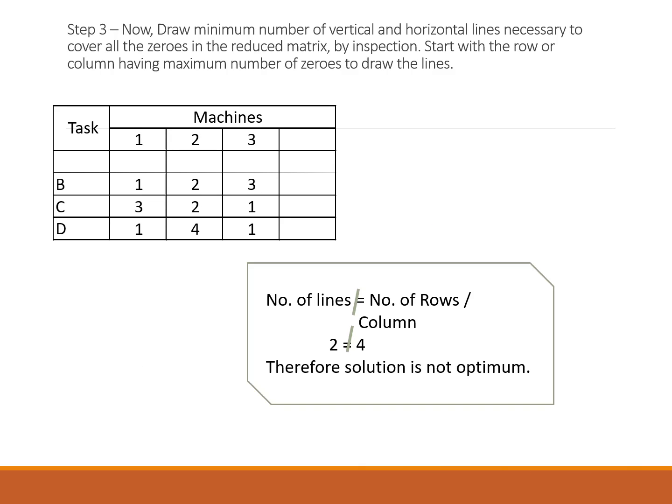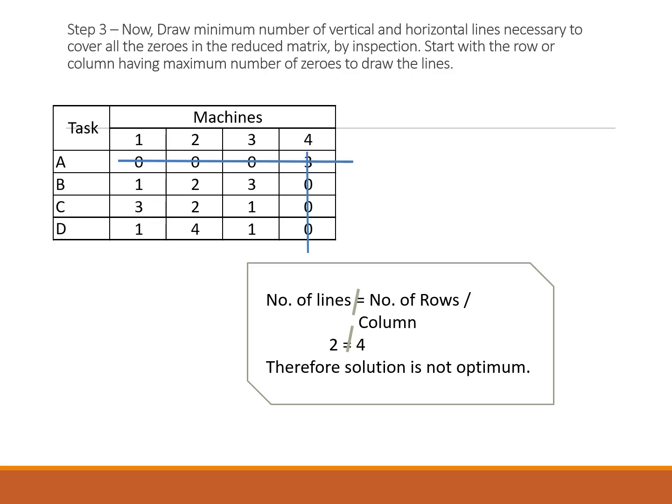Here, draw the minimum vertical and horizontal lines which cover all the zeros in the reduced matrix table by inspection or observation. Start with the rows or columns having the maximum number of zeros to draw the lines. In row A, task A has the maximum number of zeros, 3. So draw the horizontal line which covers the maximum number of zeros. Then next, column 4 has the maximum number of zeros, so draw the vertical line.